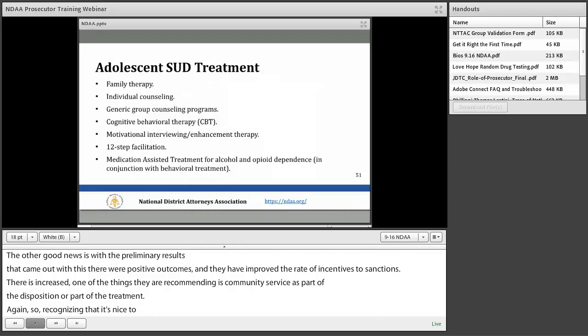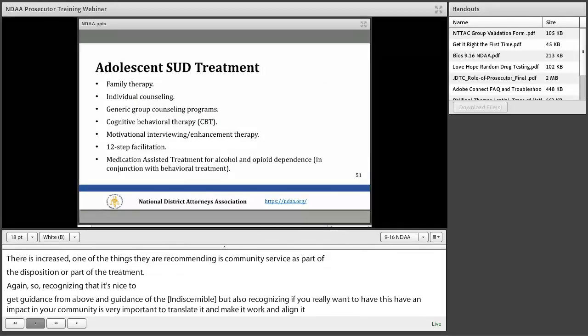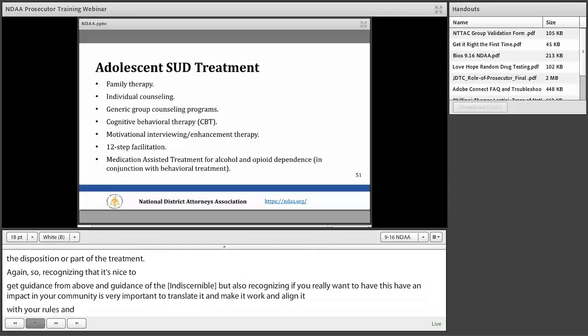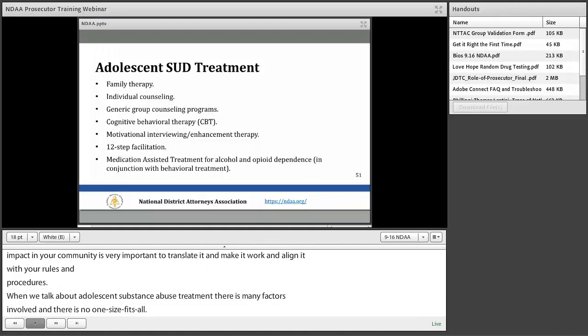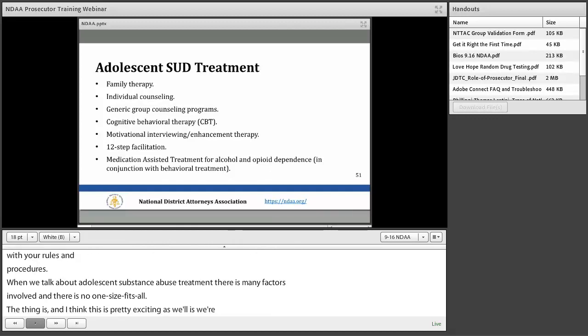When we talk about adolescent substance abuse treatment, there are many factors involved, and there's no one size fits all. And the thing is, and this I think is pretty exciting as well, we're recognizing that the need for treatment can be a condition. It can be a condition of diversion. It can be a treatment court, or it can be a disposition condition.